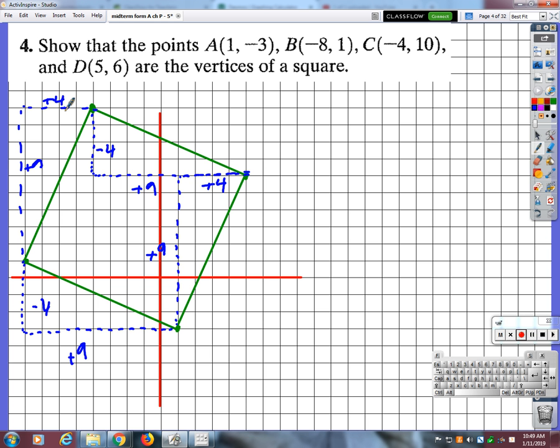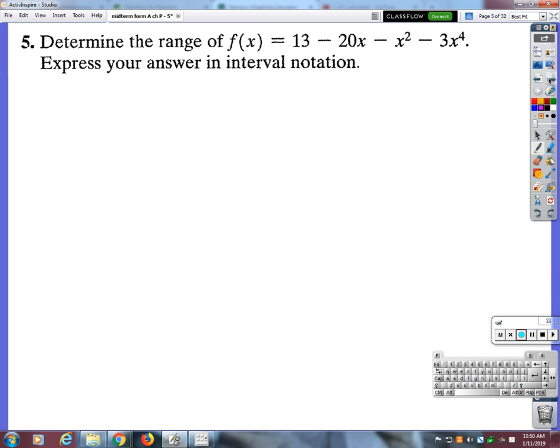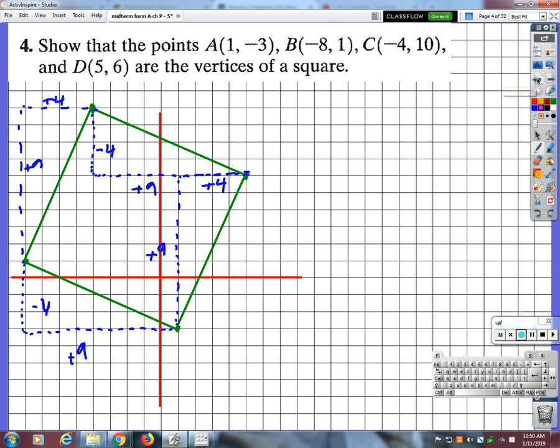Addison wrote slopes are -4/9 and 9 over 4. Slopes are opposite reciprocals, so the lines are perpendicular. And 9 over 4. So if they're opposite reciprocals, then they're perpendicular, and if they're perpendicular, then it's a square. You're good? Okay.